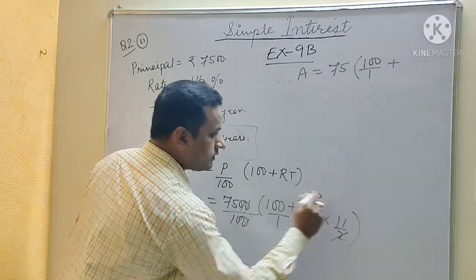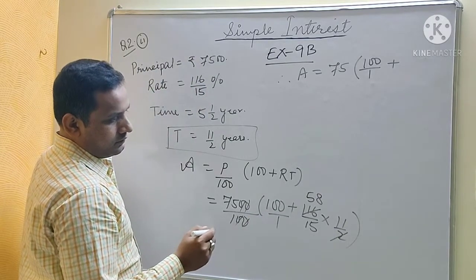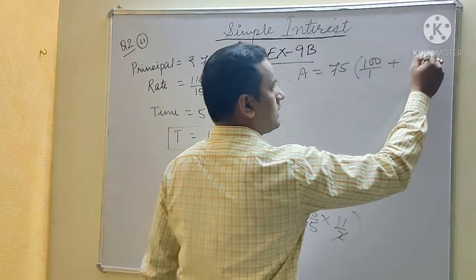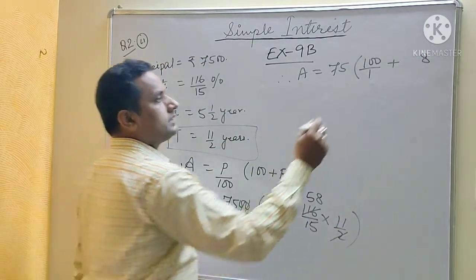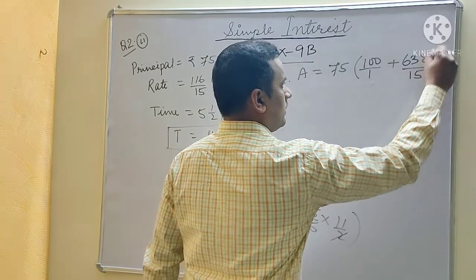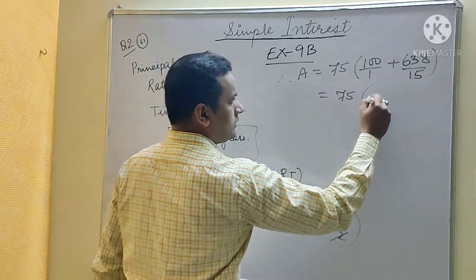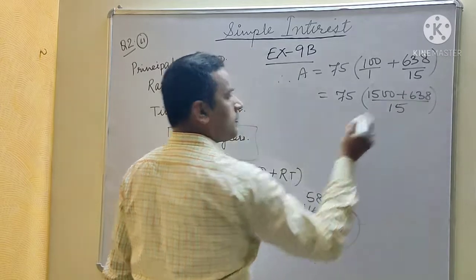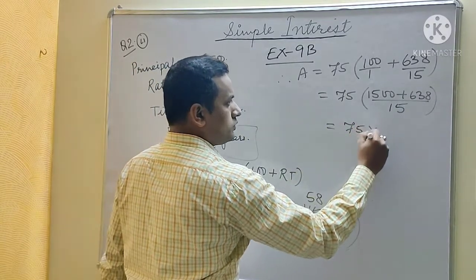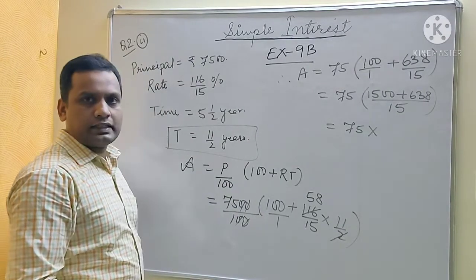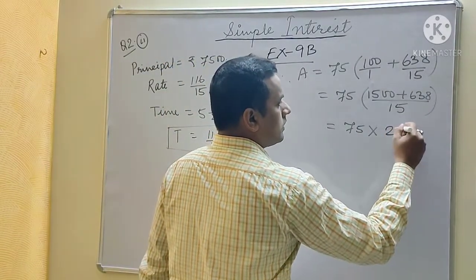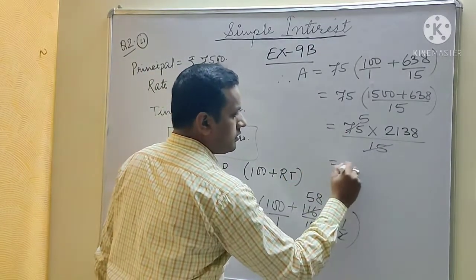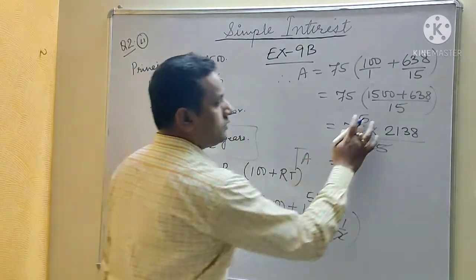Here it is 1. So we can write amount equal to 75 into 100 by 1 plus, we will cancel it out. So it will be multiplied now. So 11 eights are 88 and 11 fives are 55, and 8 63 by 15. Again we have to take out the LCM. So LCM of 15 and 1 will be 15. That will become 75 into 1500 plus 638, that will be 2138 by 15.